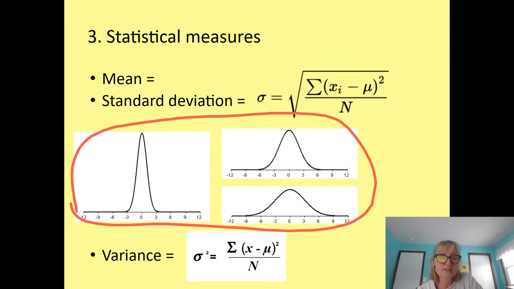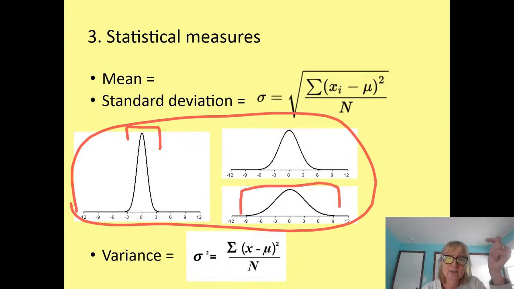But there are differences in the shapes of these curves, right? In this curve right here, there's very little spread in the data. In this curve, the data are really spread out. Standard deviation and variance are two ways to measure the spread in the data set. How much variation is there really?